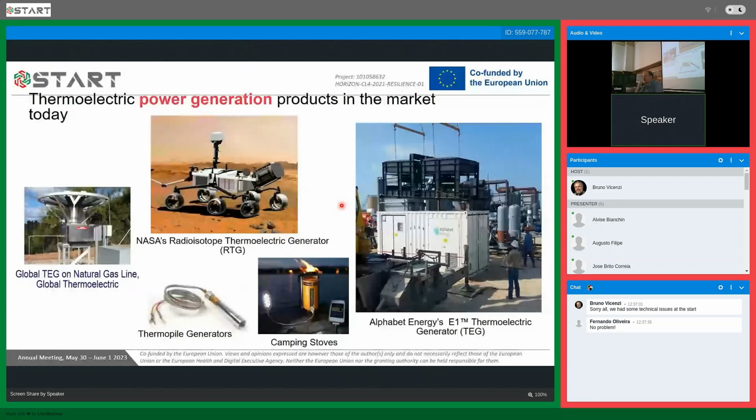In terms of the thermoelectric power generation products in the market today, this is just showing a few of those, from the remote power made by Global Thermoelectric to the radioisotope thermoelectric generators that have historically been made by NASA, to camping stoves from BioLite, and then Alphabet Energy. This was one big thermoelectric generator within a shipping container.